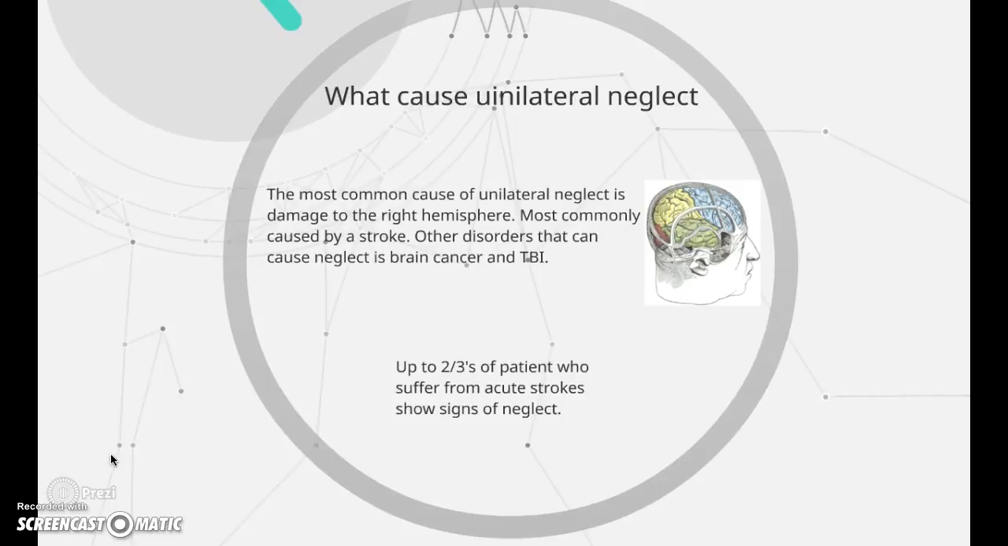What causes unilateral neglect? The most common cause of unilateral neglect is damage to the right hemisphere, most commonly caused by a stroke. Other disorders that can cause neglect are brain cancer and traumatic brain injuries. It is important to note that up to 2/3 of patients who suffer from acute strokes show signs of neglect.